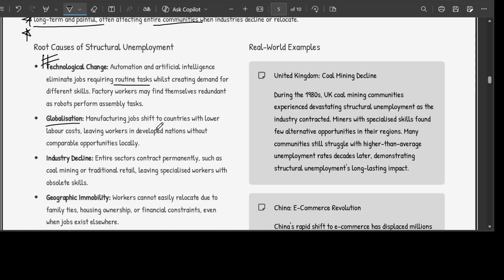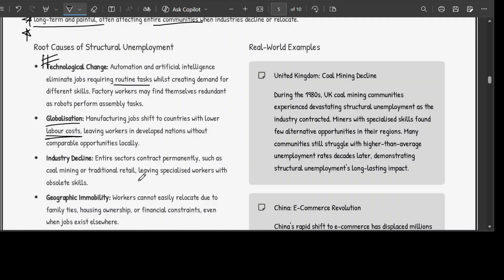Then comes globalization, because of the integration of different economies around the world. Manufacturing jobs are shifting towards those countries where labor costs are very low. Currently, India is one of the most demanded countries for manufacturing. In future, if another country provides cheaper labor than India, it will also impact India's economy. So, globalization is another reason.